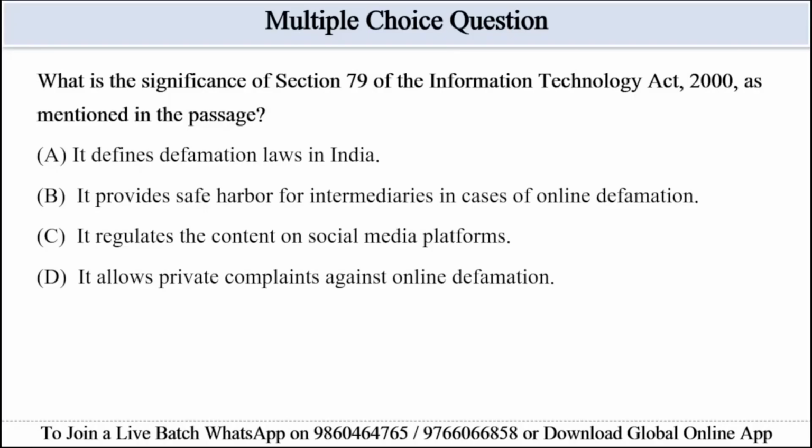In case of option D, it allows private complaints against online defamation. The passage specifically says intermediaries are to act on court orders or government directives, not private complaints. So in case of option B, it provides a safe harbor for intermediaries in case of online defamation. This is exactly the significance explained. Intermediaries get protection or a safe harbor if they fulfill due diligence. Hence option B will be the correct answer here.